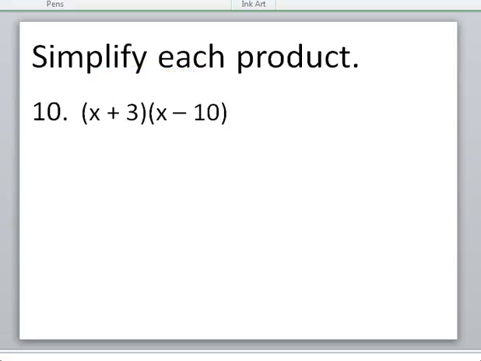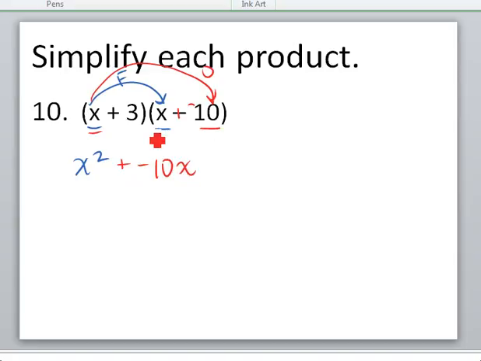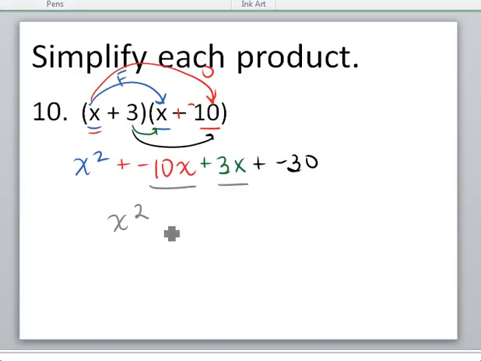On the next example, I'll go ahead and use the colors again. Here's my first terms. First times first is x squared. My outer terms, x times -10 is -10x. Inner terms, 3 times x is 3x. And then my last terms, 3 times -10 is -30. Combine my like terms together, I end up getting x squared, -10 and +3 is -7x. And then plus -30.